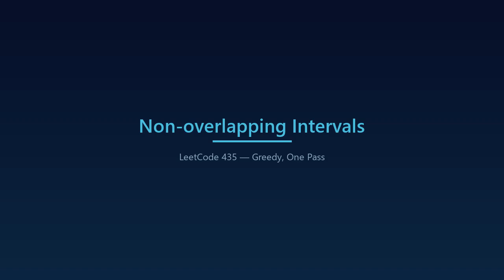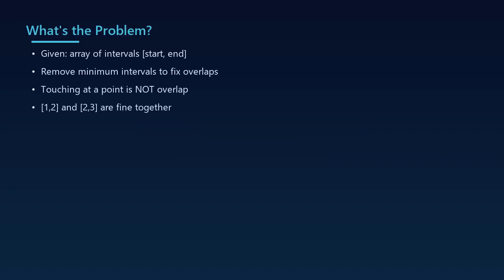You've got a bunch of meetings. Some of them clash. Your job: cancel the minimum number of meetings so that nobody has a conflict. That's LeetCode 435. And the trick? A greedy approach that's almost too simple. Let me show you.